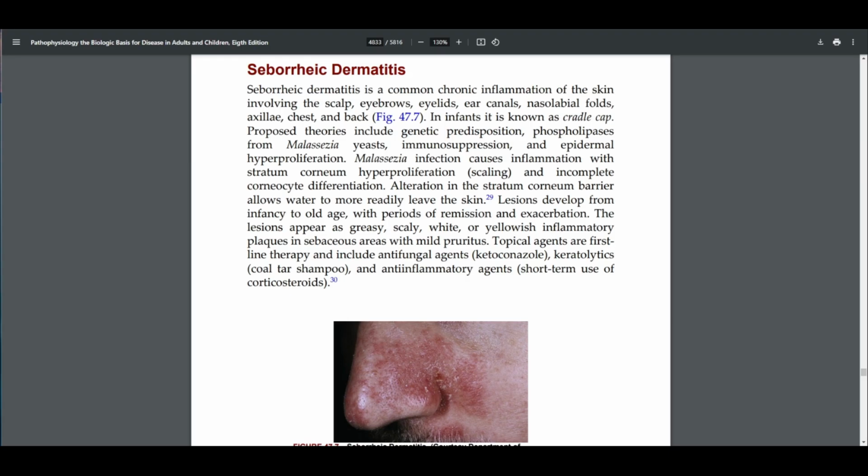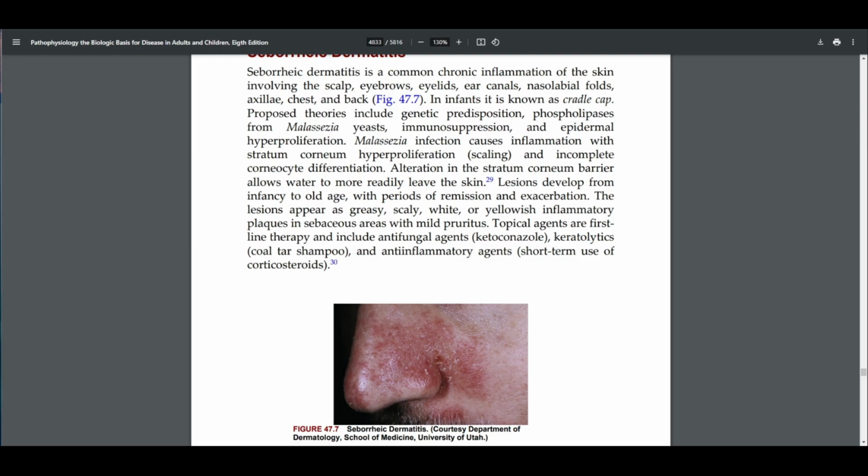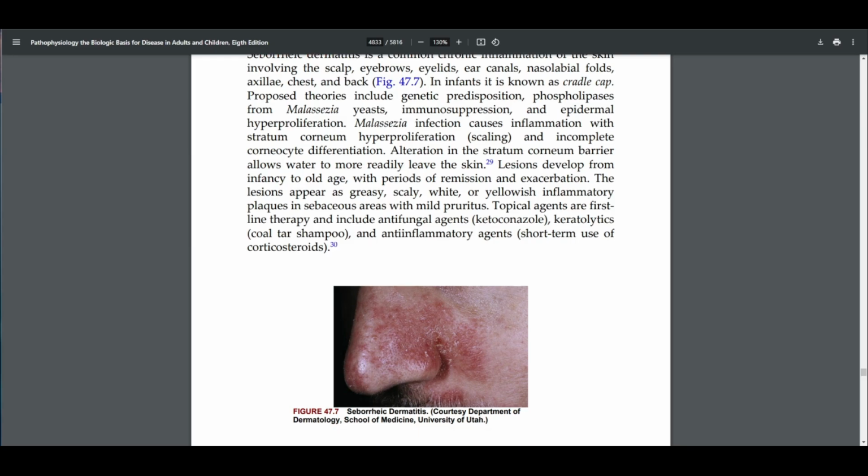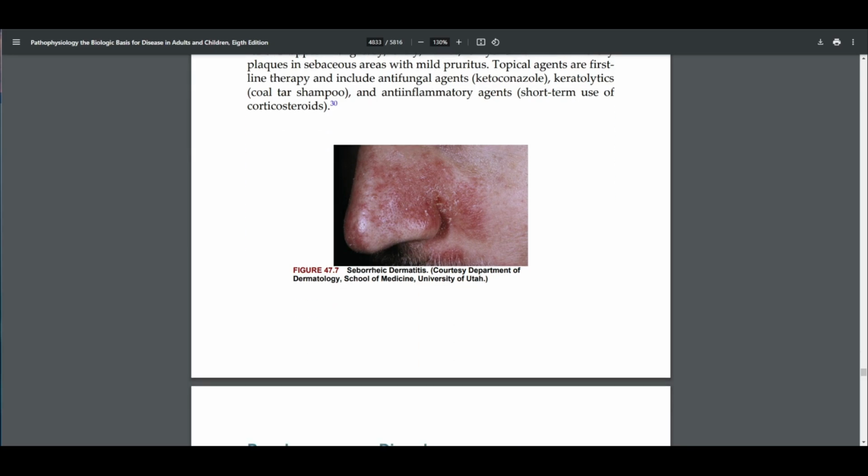Lesions develop from infancy to old age, with periods of remission and exacerbation. The lesions appear as greasy, scaly, white or yellowish inflammatory plaques in sebaceous areas, with mild pruritus. Topical agents are first-line therapy and include antifungal agents, keratolytics, and anti-inflammatory agents. So here you're taking a look at seborrheic dermatitis of the nose.